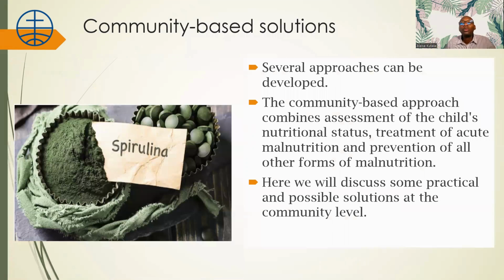So now let's move to the community-based solution. I think several approaches can be developed. The community-based approaches should combine the assessment of children's nutritional status, treatment of acute malnutrition, and prevention of all other forms of malnutrition. Here we will discuss some practical and possible solutions at community level.